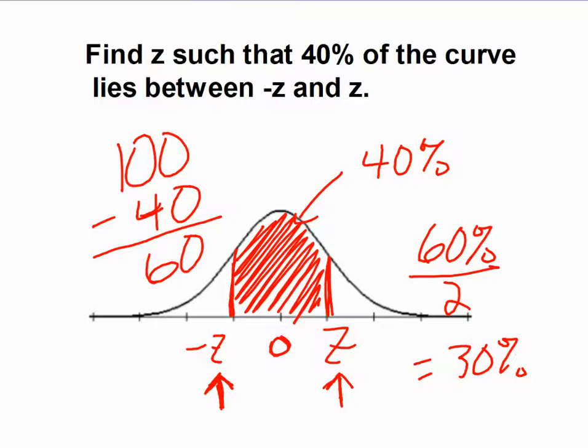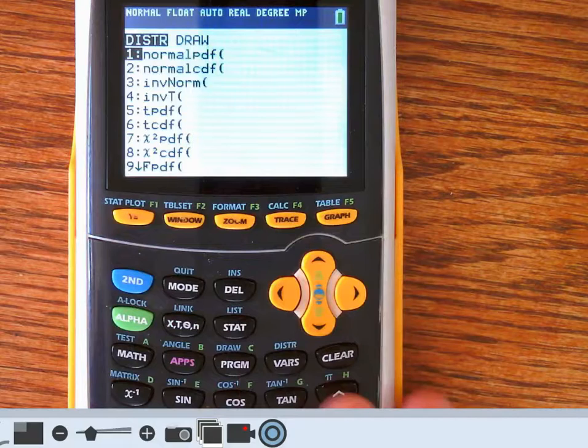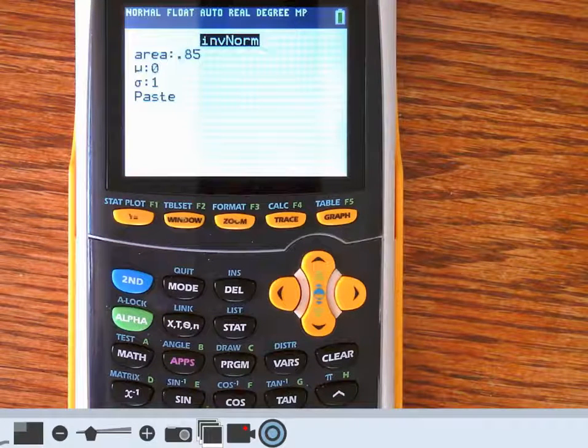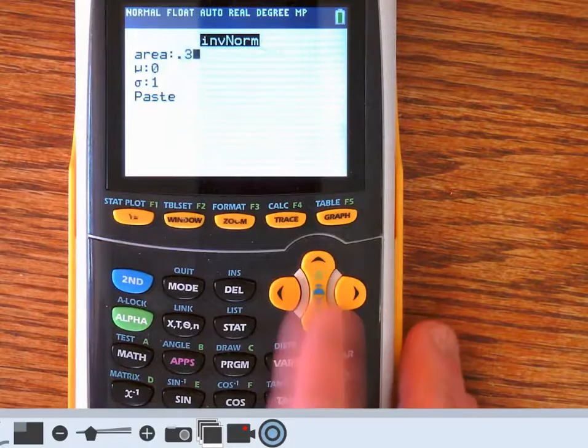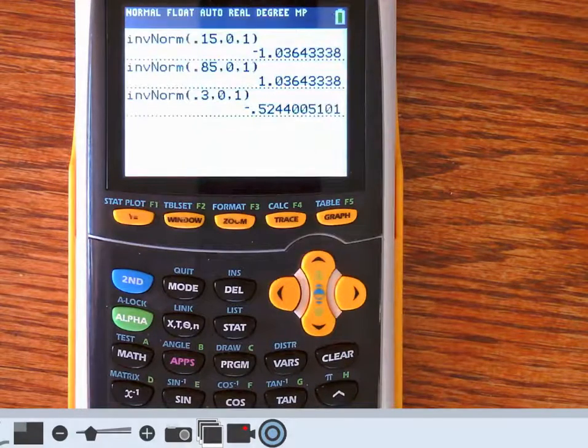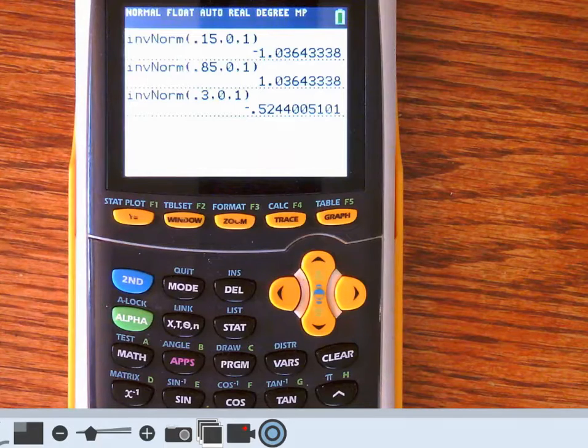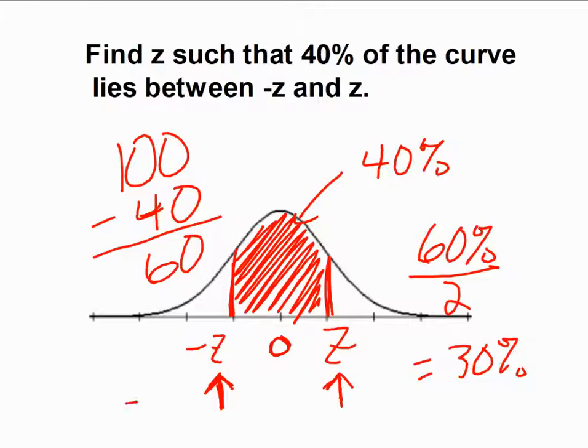But the thing is, again, people often forget to divide the difference by 2. So here's what I'm talking about. So again, inverse normal, right? And we're going to do 30%. So again, we're looking for 40% in between. 100 minus 40 is 60. That's in total being left out. Half of that is 30, so 0.3. So the negative z value is negative 0.52, which means that the positive would be 0.52.